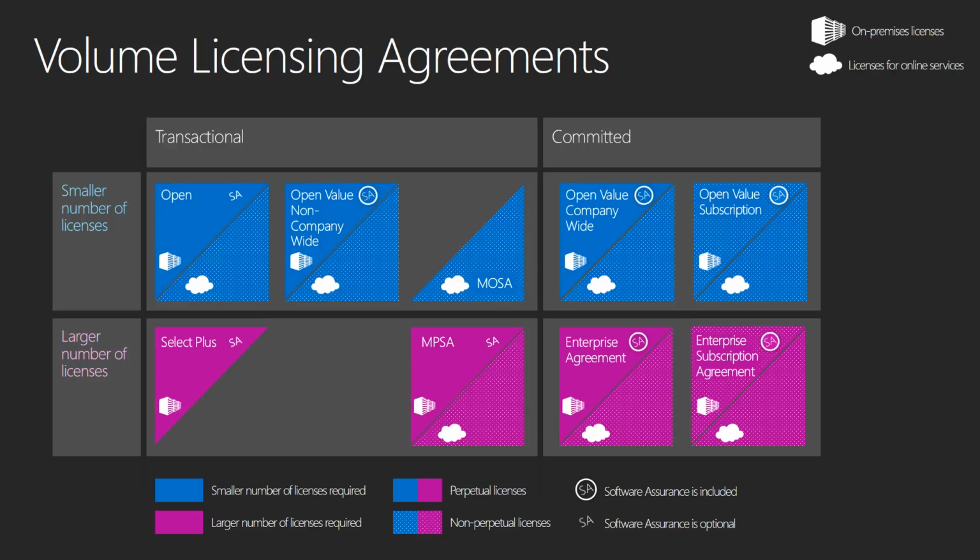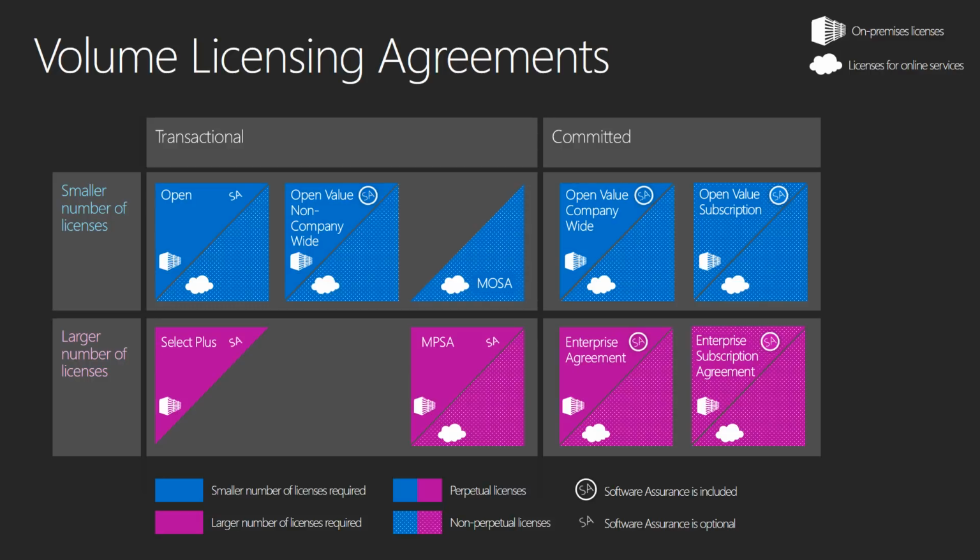You can also see here that customers can buy online services through the customer portal with a Microsoft Online Services Agreement, MOSA. The last thing to mention on this slide is that the Select Plus agreement is at the end of its life. Customers can no longer sign a new Select Plus agreement, and by the 1st of July 2017, no customers will be able to purchase new licenses under a Select Plus agreement.